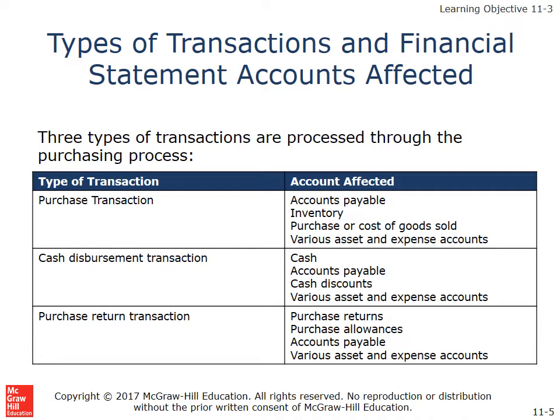The three types of transactions that are processed through the purchasing are the purchase transactions. Okay, so all the items that we purchase. And what accounts will be affected? Well, it depends on what you're buying or paying for or recording as a liability. Accounts payable will be. Inventory. The purchaser cost of goods sold account. And various assets that you may be buying and expenses that may be recorded as liabilities through the purchase area.